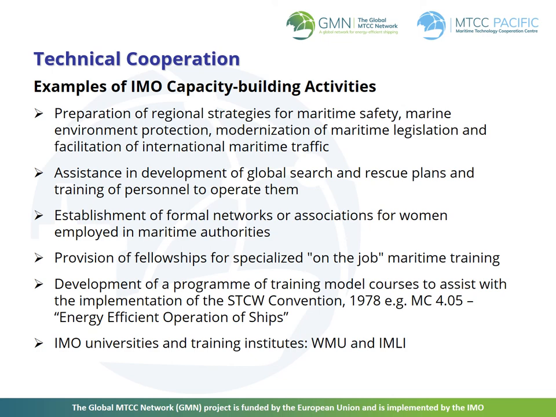Examples of IMO capacity building activities include the following: the preparation of regional strategies for maritime safety, marine environment protection, modernization of maritime legislation, and facilitation of international maritime traffic; assistance in the development of global search and rescue plans and training of personnel to operate them; establishment of formal networks or associations for women employed in maritime authorities; provision of fellowships for specialized on-the-job maritime training; development of a program of training model courses to assist with the implementation of the STCW Convention 1978, for example, Model Course 4.05, Energy Efficient Operation of Ships; and IMO universities and training institutes, WMU, and IMLI.